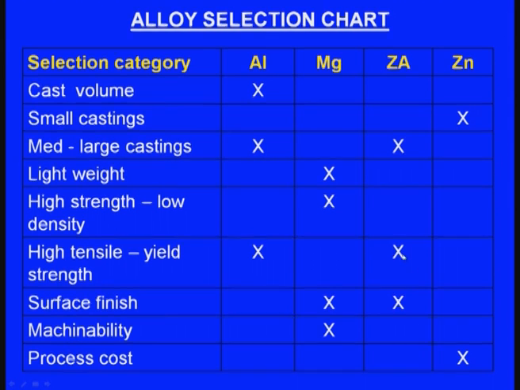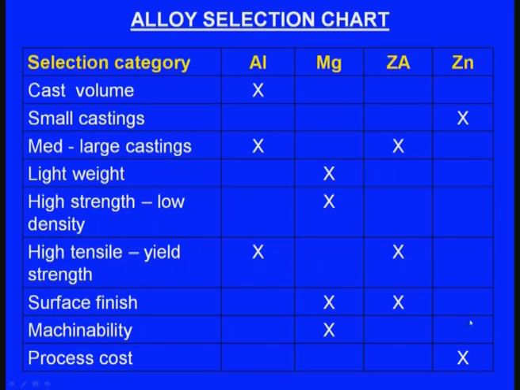ZA alloys. Next one, surface finish should be good, that is our requirement, in that case we can go for magnesium alloys, ZA alloys. Next, machinability should be good, in that case we can use magnesium alloys. Next one, process cost, in that case we can go for the zinc alloys. Next one, die casting characteristics of alloys.